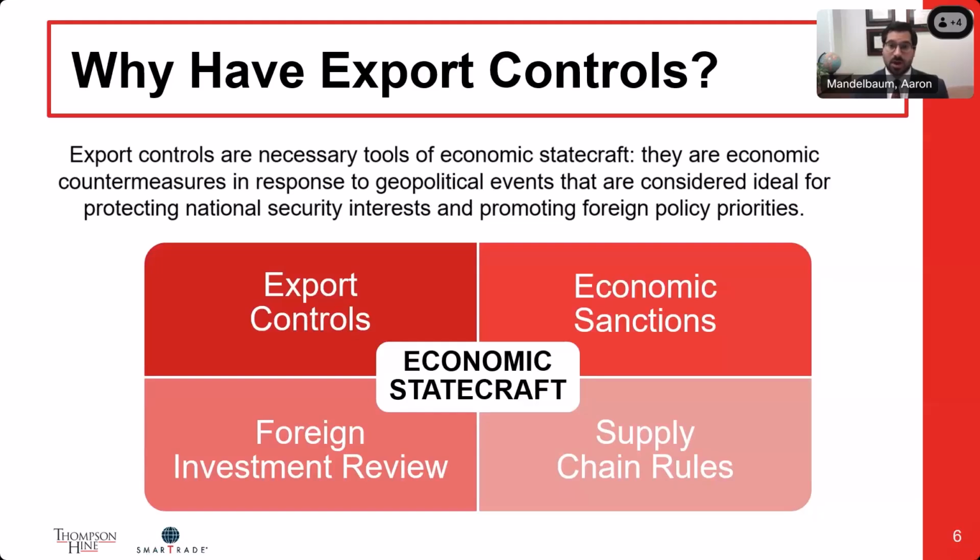So for example, a foreign investment review. If you're familiar with the Committee on Foreign Investment in the United States, that's what that is. Supply chain rules, so that would be, for example, the Uyghur Forced Labor Prevention Act, and arguably our trade remedy laws as well. But before we move on, I do want to highlight economic sanctions because they are often confused with export controls, especially amongst beginners.